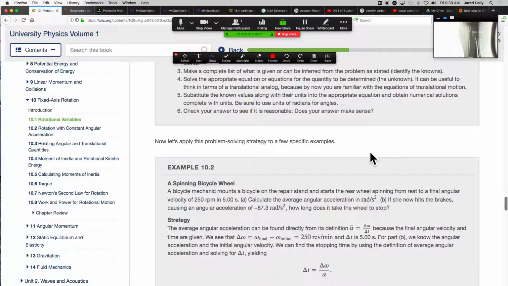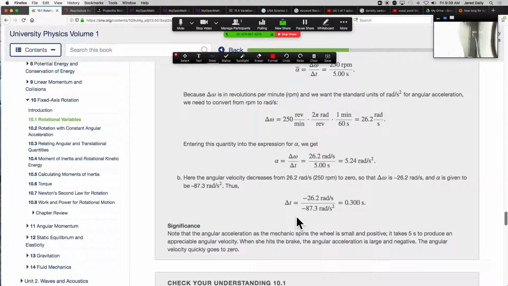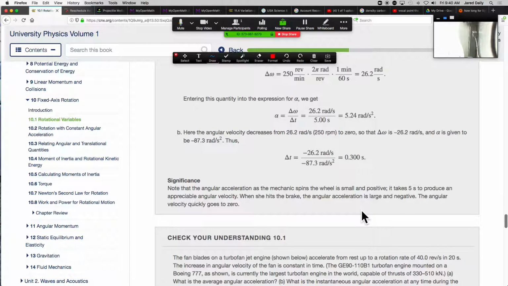Then, in part B, the bicycle mechanic hits the brake, and they put an angular acceleration of negative 87.3 radians per second squared on it. You want to find out how long it takes the wheel to stop. So our change in time is going to be our change in angular velocity, which is negative 26.2 radians per second because it's slowing down, divided by the angular acceleration during that time. This is actually a kinematic equation, the same equation rearranged, and when you do that, you get 0.3 seconds here. So it's nothing different.